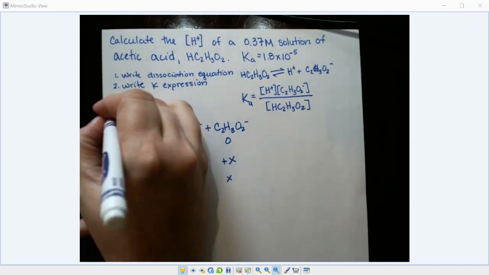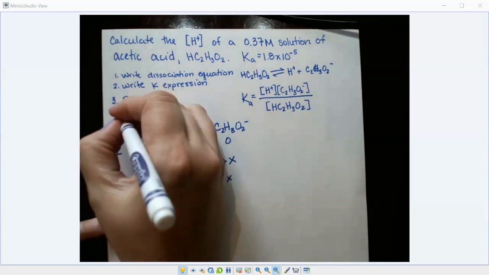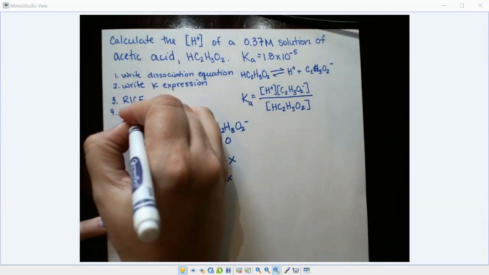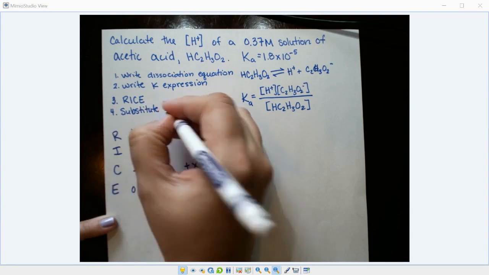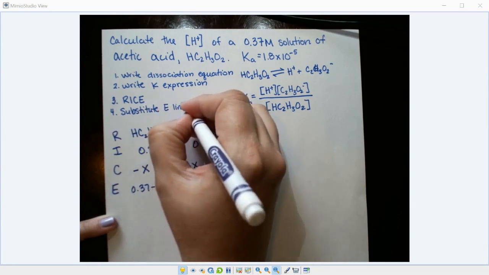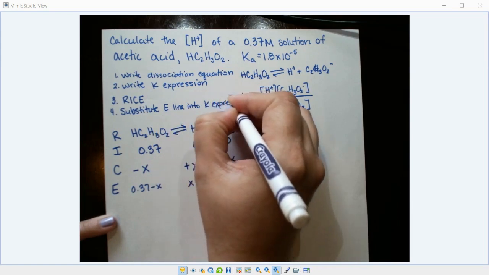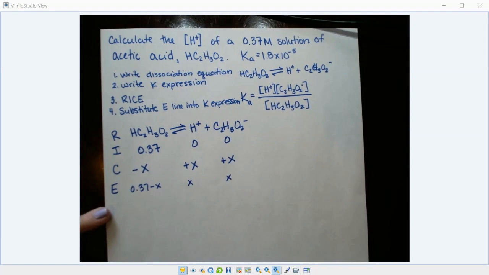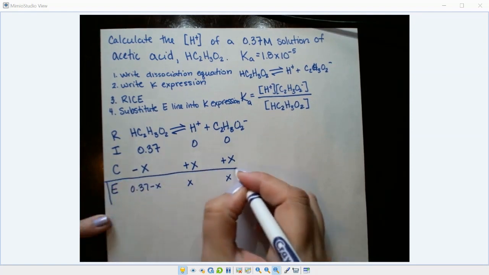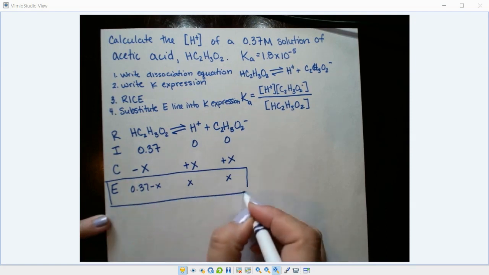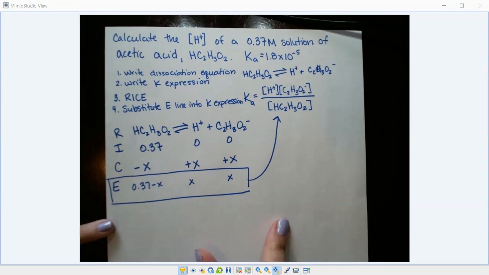The fourth step, and this is what's new in this video, is we're going to make some substitutions. We're going to substitute the stuff from the E line into the K expression. What I mean by that is I'm going to take everything right here and substitute it into that K expression respectively.